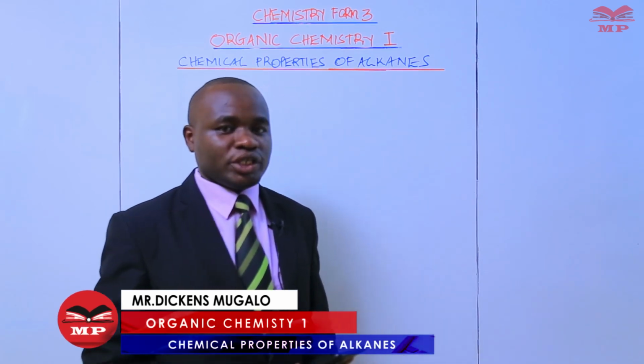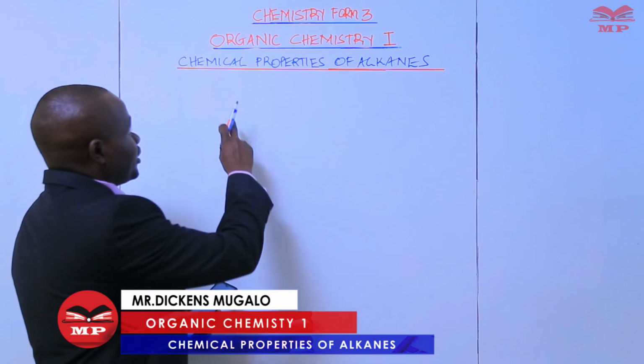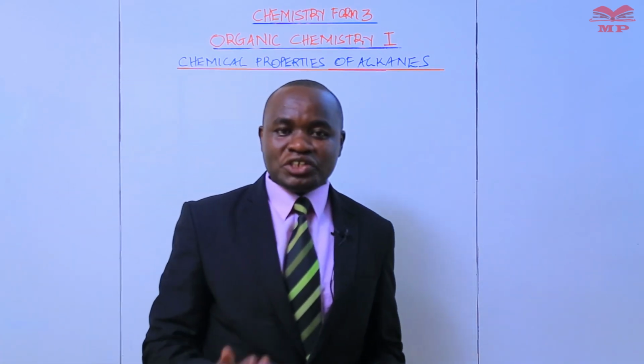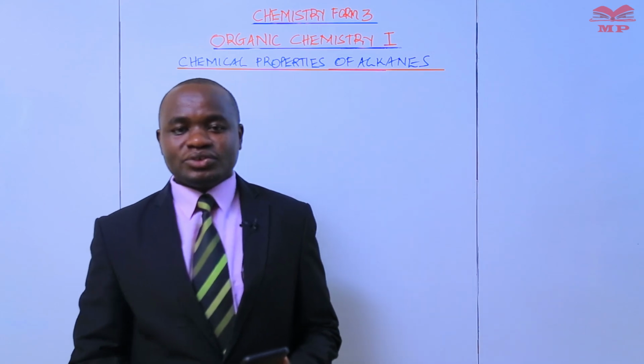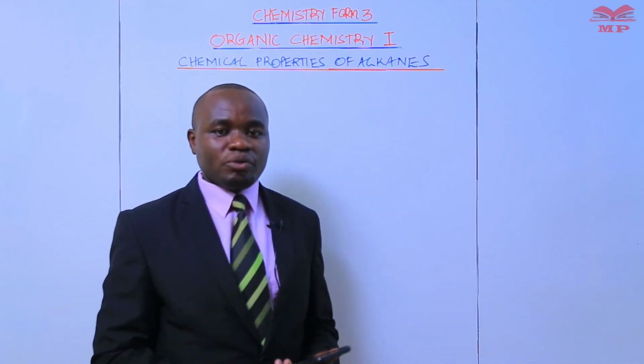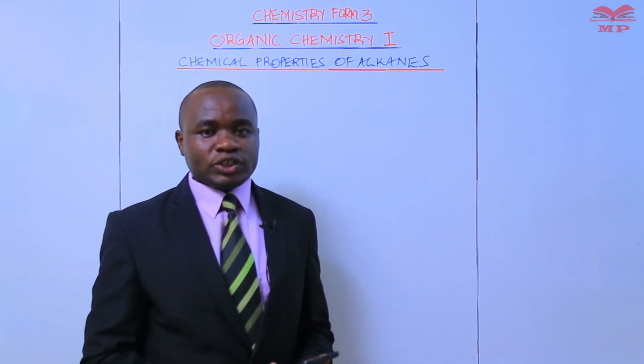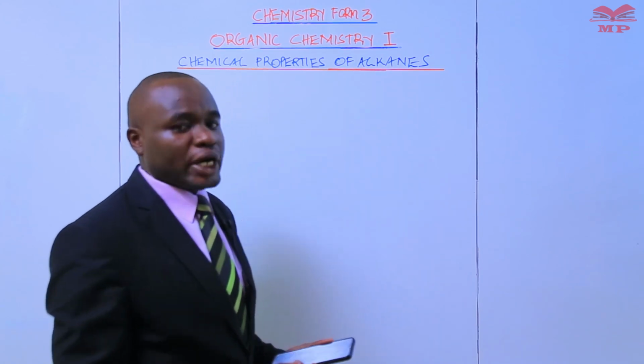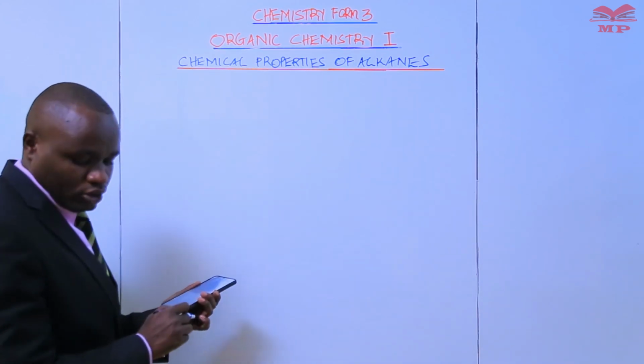In our lesson, we are going to discuss the chemical properties of alkanes. We have already seen the physical properties, so it's time we now look at the chemical properties. We are going to look at two main chemical properties. The first chemical property is combustion. So we start with combustion.